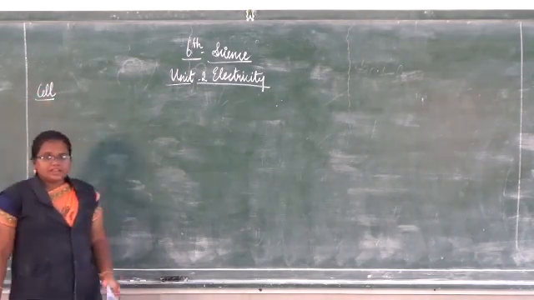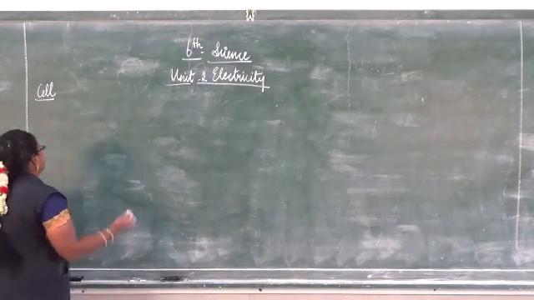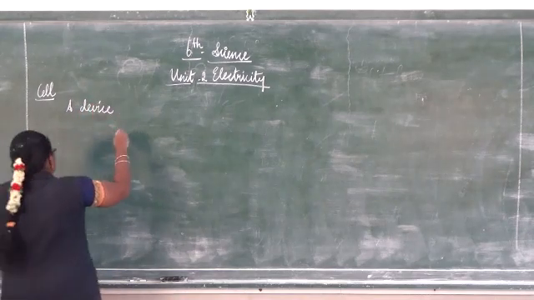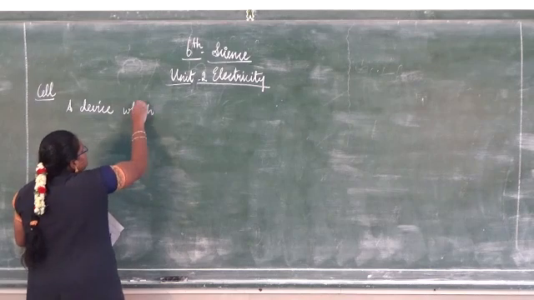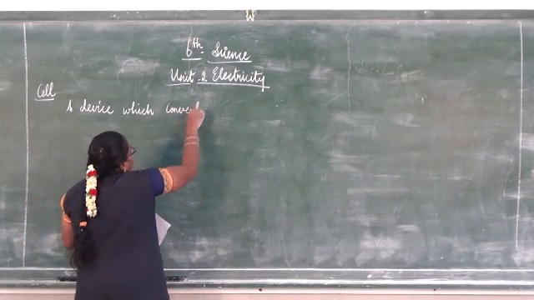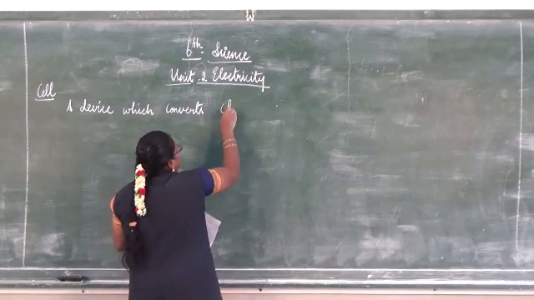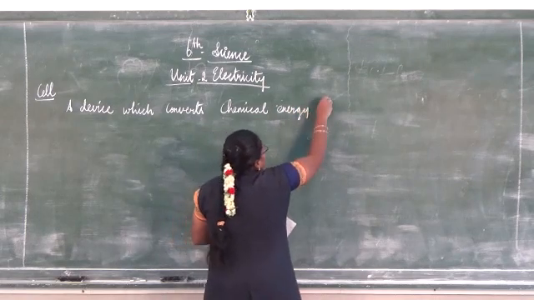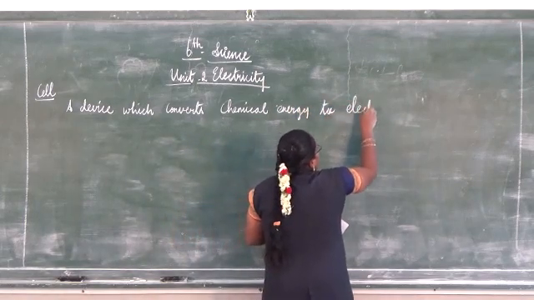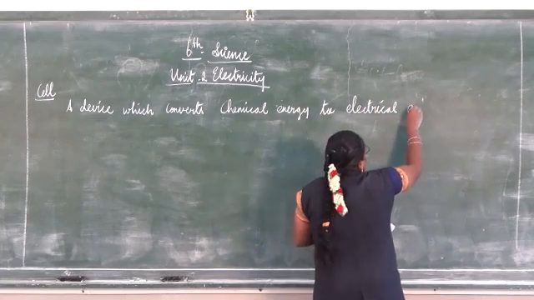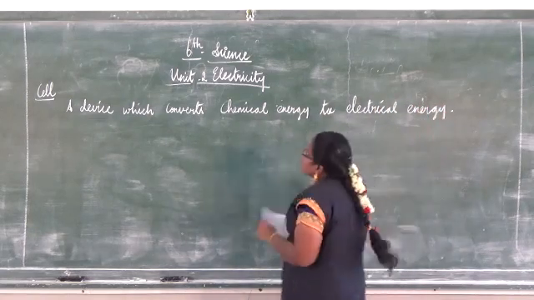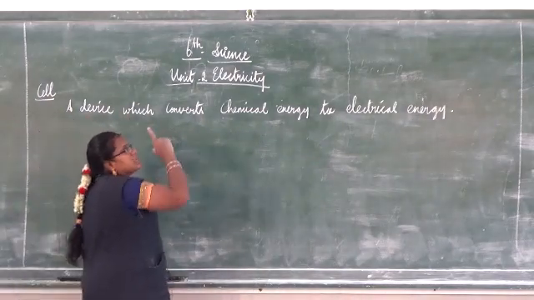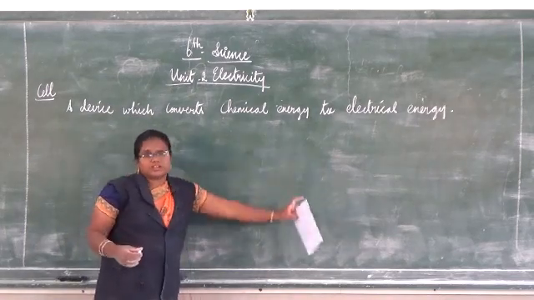A device converting chemical energy to electrical energy. What is meant by cell? A device which converts chemical energy to electrical energy. That is only called a cell. Cell means a device which converts chemical energy to electrical energy.